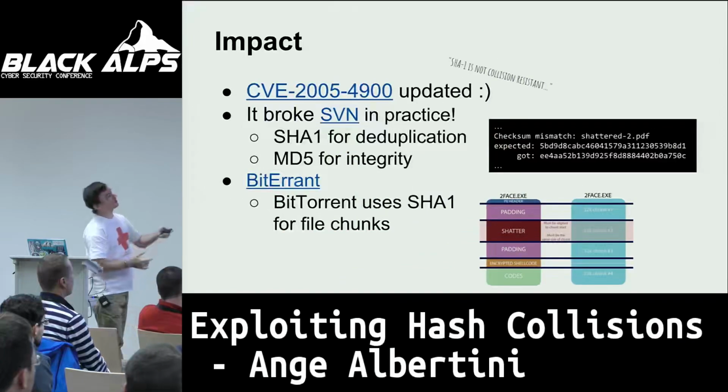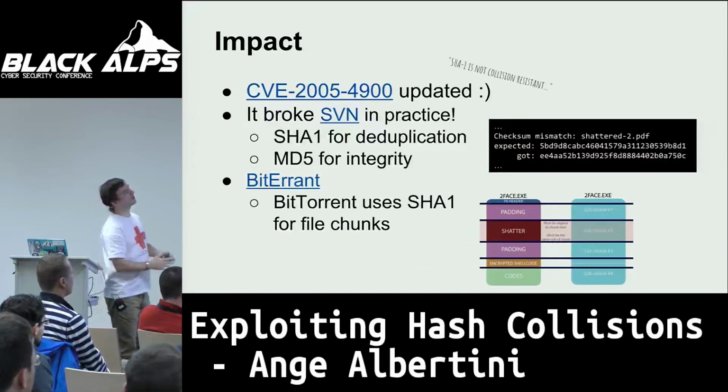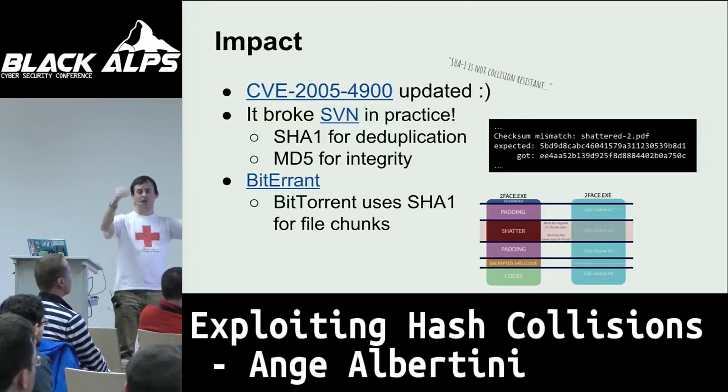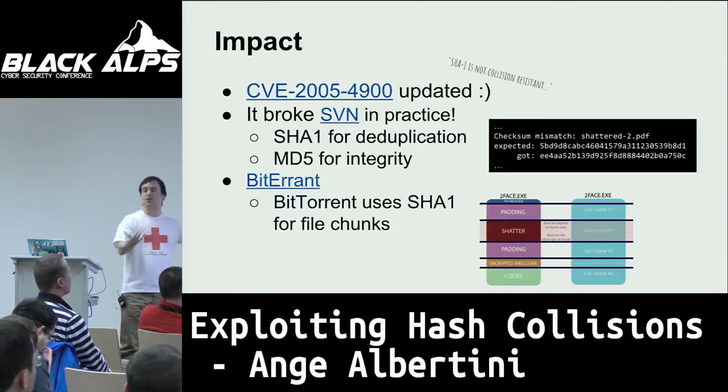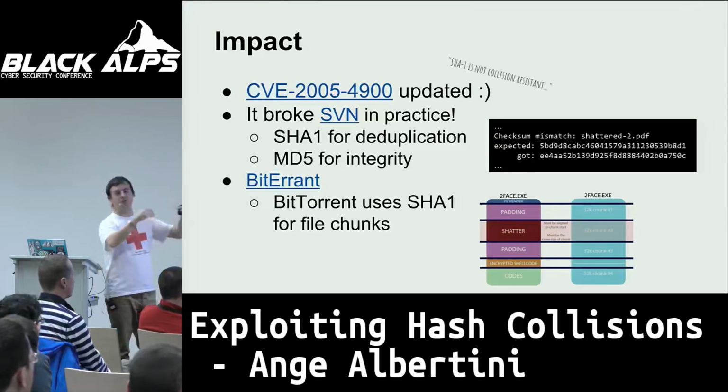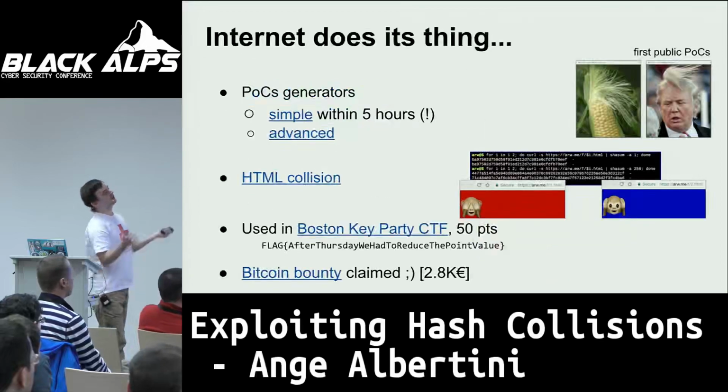So the impact: SHA-1 is not collision resistant. The CVE was updated, and it broke Subversion in practice. Subversion was using SHA-1 for deduplication. Do I know this file already? Oh, same SHA-1, okay. Hey, wait. Is it the same file? And it was checking MD5 for integrity, and then it was breaking. It broke Subversion instantly. There was also another practical case with BitTorrent, because BitTorrent used SHA-1 to do the checksum of chunks. So internet does its thing.